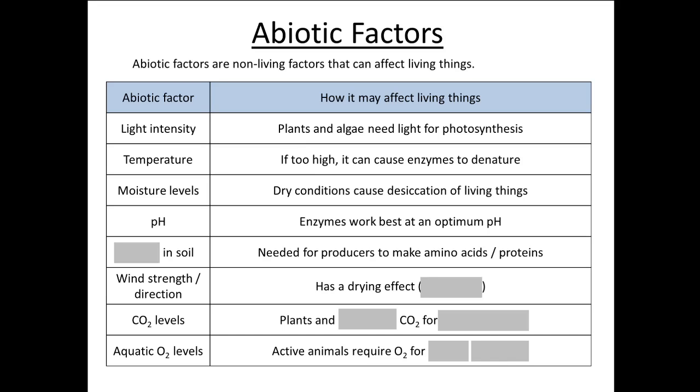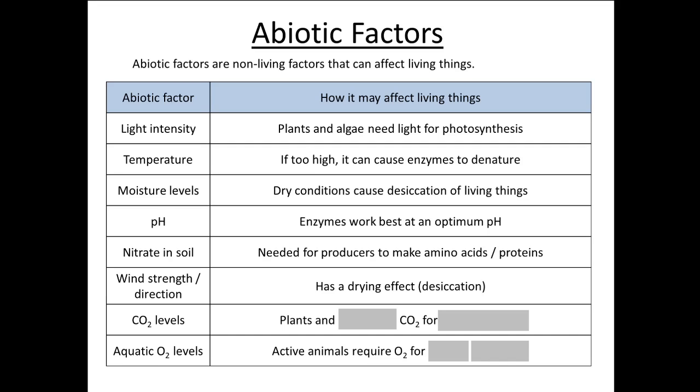Needed for producers to make amino acids and proteins: that's nitrates in the soil. There are two minerals we need to know, nitrates and magnesium. Magnesium is needed to make chlorophyll, and nitrates to make amino acids, and then we join amino acids to form proteins. Wind strength is again an abiotic factor, and that can cause desiccation.